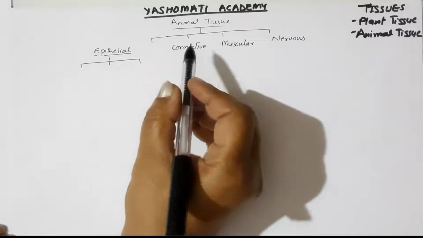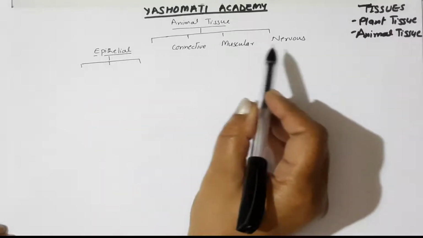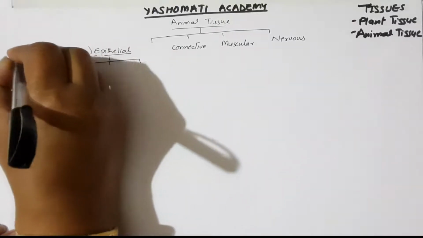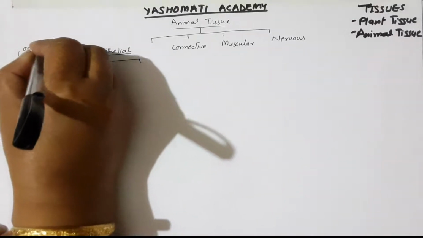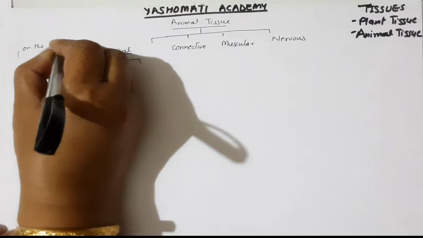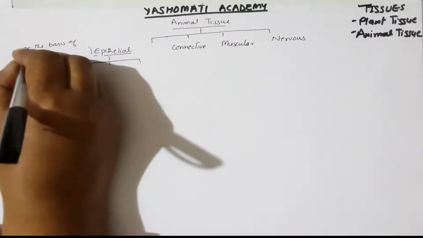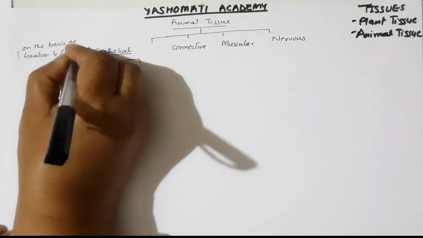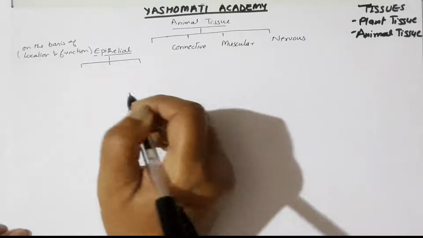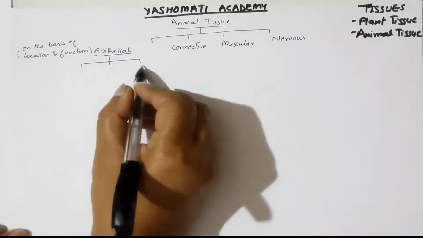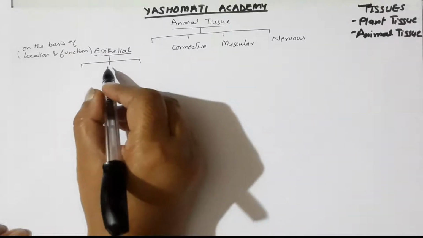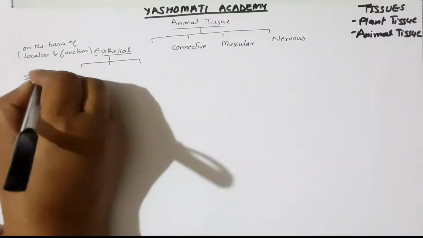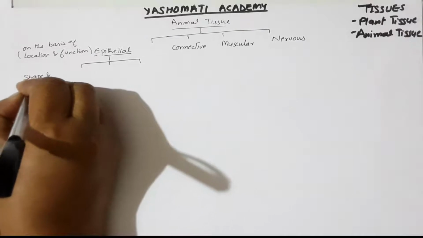This differentiation, that is epithelial, connective, muscular and nervous, is a differentiation on the basis of location and function. Whereas the differentiation which we are going to study now for epithelial tissue is on the basis of their shape and structure.